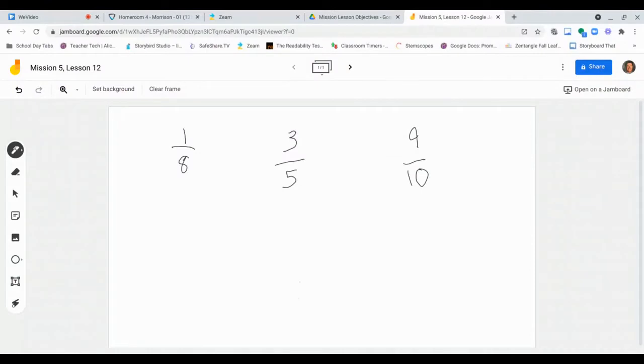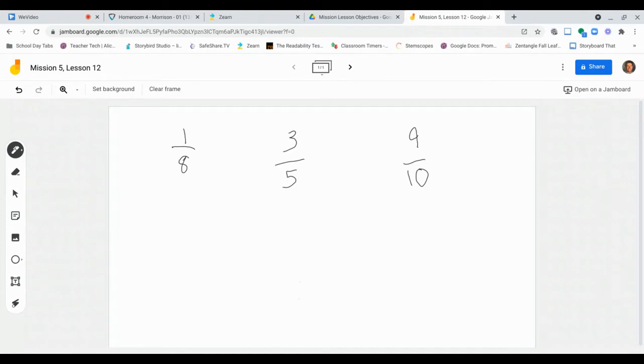Let us take a look, and here you notice we have three fractions. We have 1/8, 3/5, and 9/10. Now today what we're going to be asked to do is to place points like this on a number line, okay? And just using reason to do that. So what does that mean?